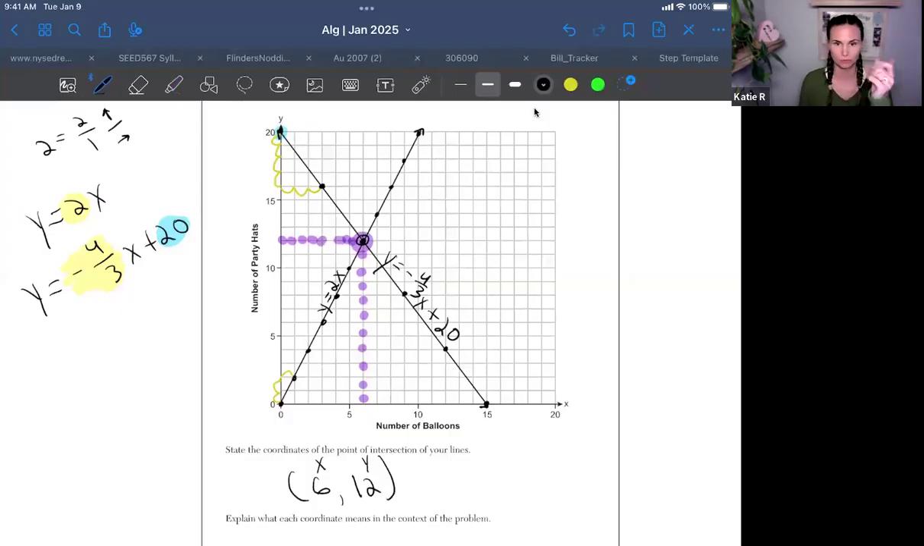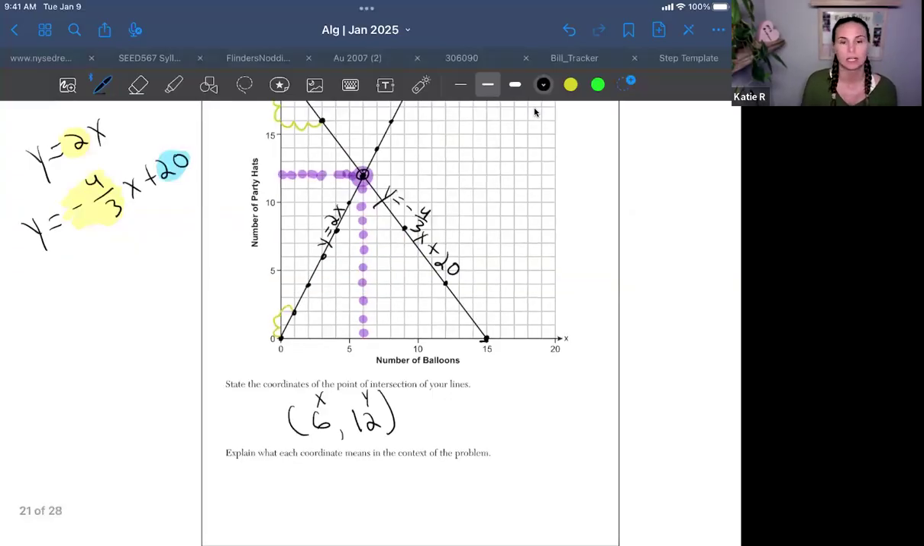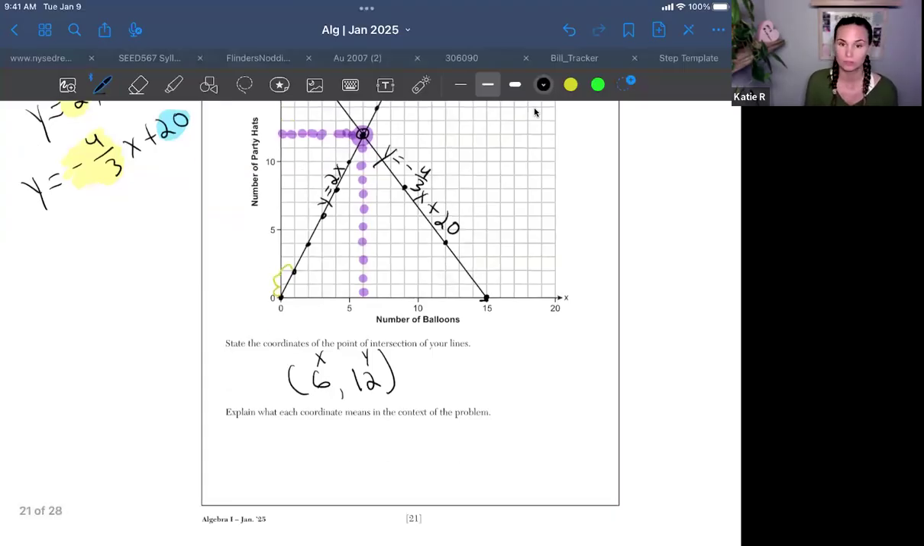And they're both positive because we're only caring about the positive quadrant, because we're not talking about negative amounts of products, because that's not real. So we don't need to worry about negatives here. Now it says, explain what each coordinate means in the context of the problem. There's only one solution because it's a system of equations. In a system of inequalities, you would have a solution set where there's many solutions. In this case, there's only one.